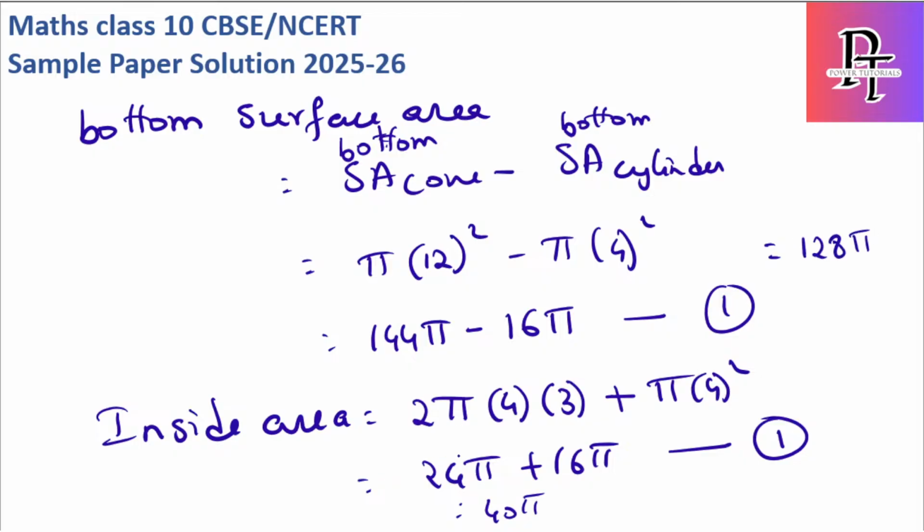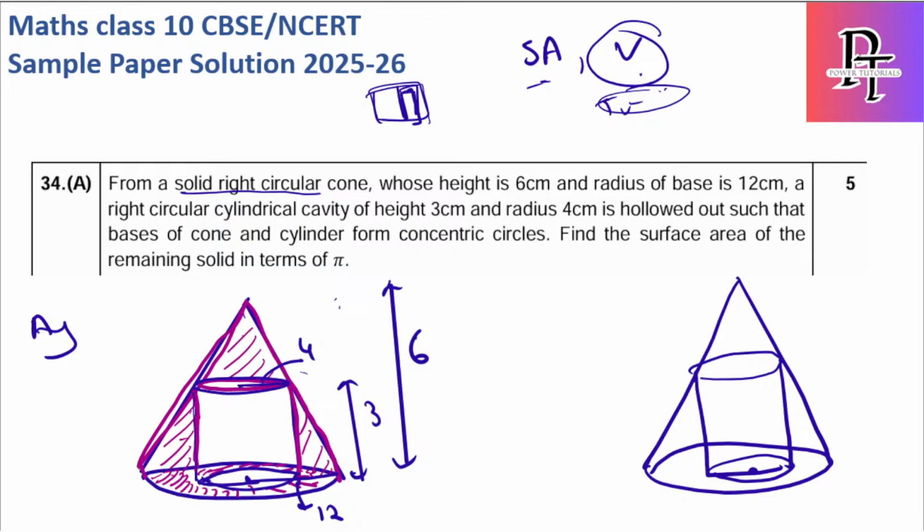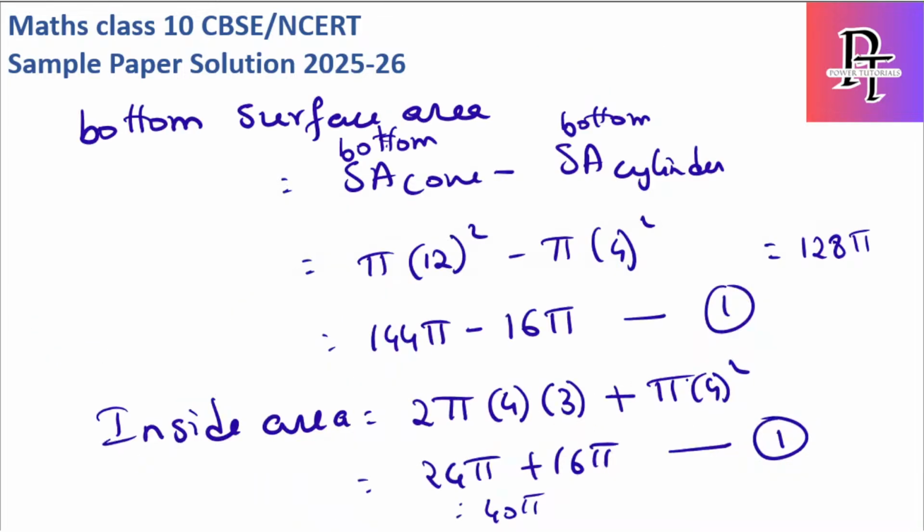Okay, what about the inside area? Inside is for the cylinder only, so cylinder radius is 4, height is 3. Okay, so this is no change, and this is also correct because it is the radius of the cylinder. So it is 24 pi, 4 3s are 12, 2 is 24 pi plus 16 pi, which is 40 pi. Okay, so this is correct.